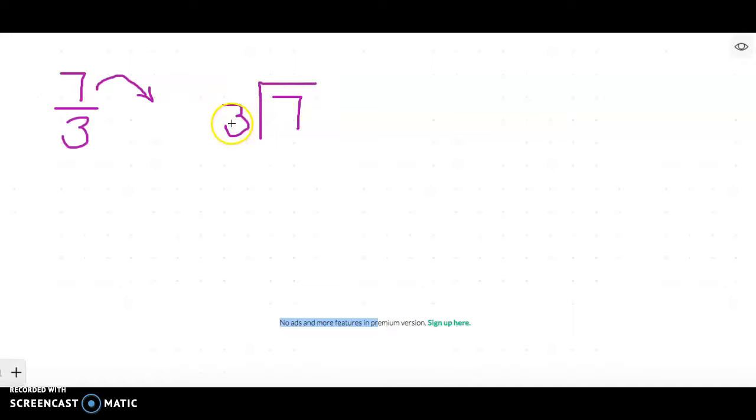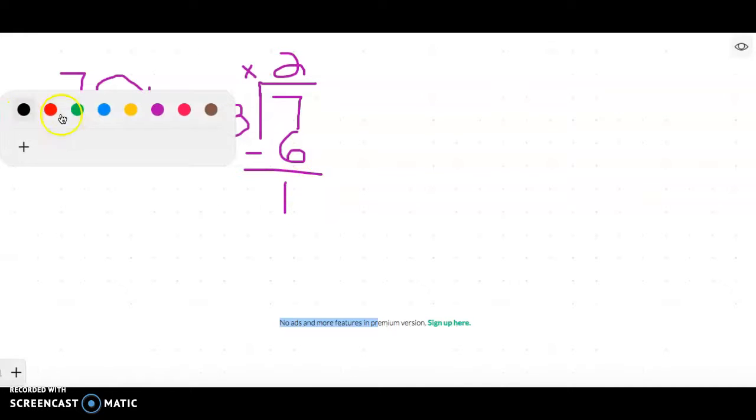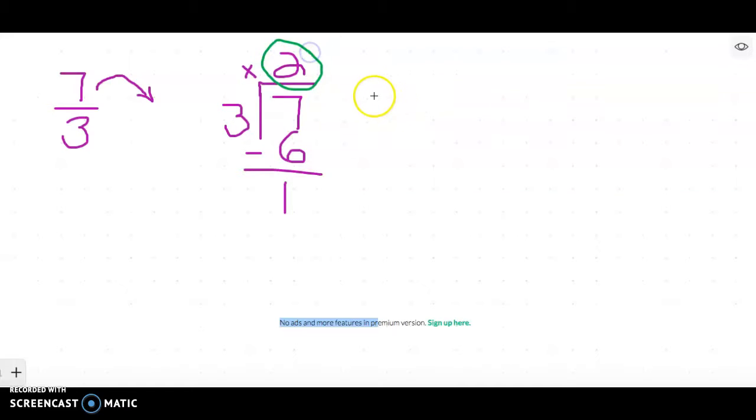So how close can 3 get to 7? Well, 2 times. 3 times 2 is 6. 7 minus 6 is 1. So now from here, we can make our fraction using division. So the top number is our whole number. So we have 2.